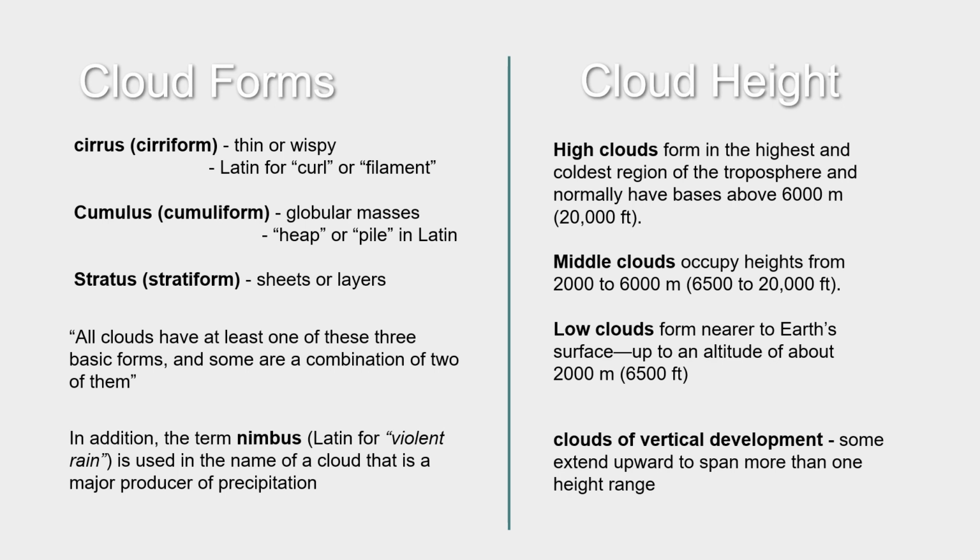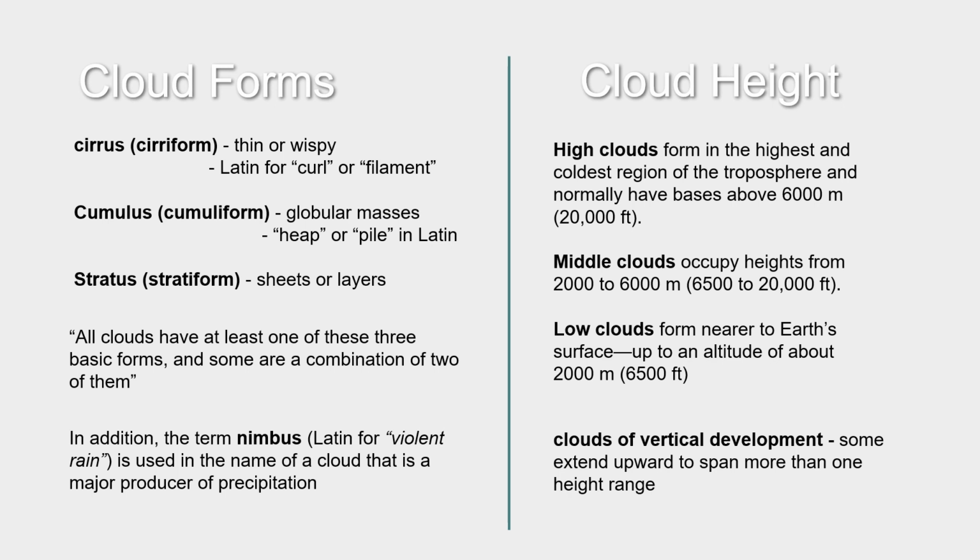And another term: clouds that seem to extend upward to span more than one height range are what we call clouds of vertical development. So if there is a cloud that expands upward to more than one of these height ranges, then that's what we call the cloud's vertical development.